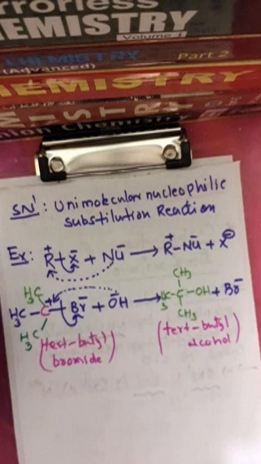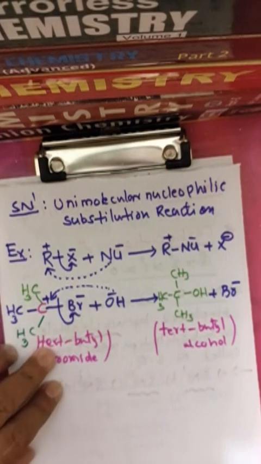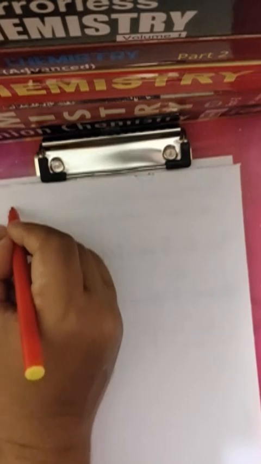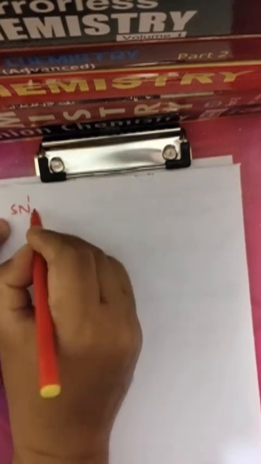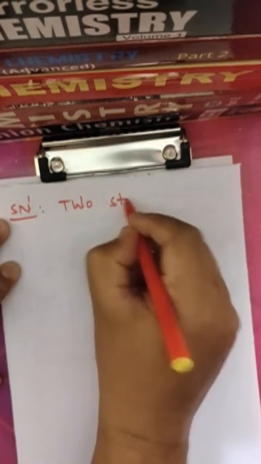But here, how this reaction takes place, that mechanism we are going to discuss. How it will be carried out. The SN1 mechanism, the SN1 reaction, undergoes two steps. SN1 mechanism takes place in 2 steps.